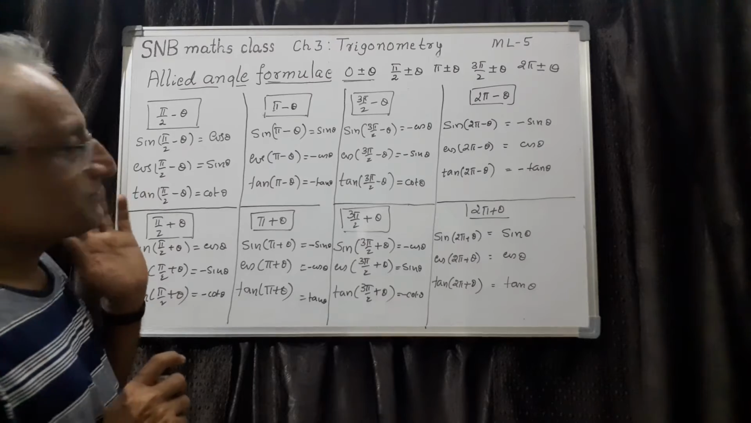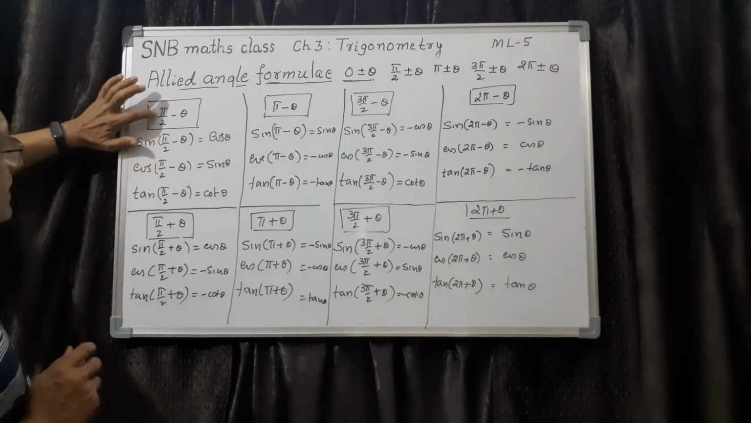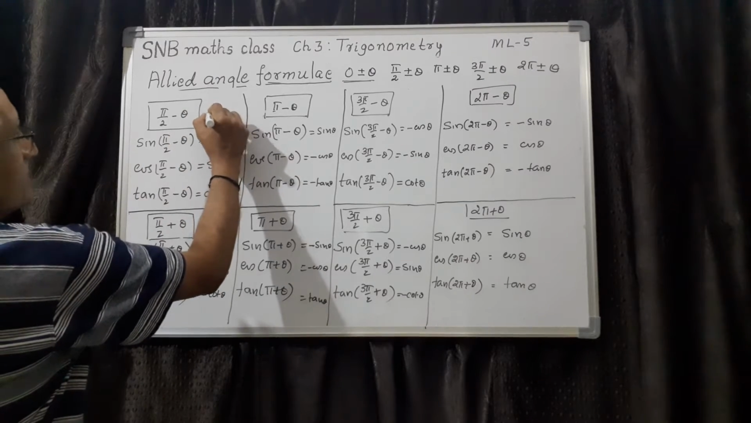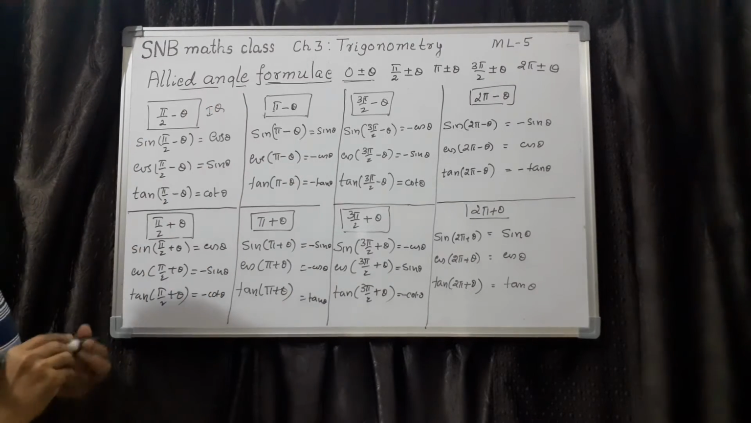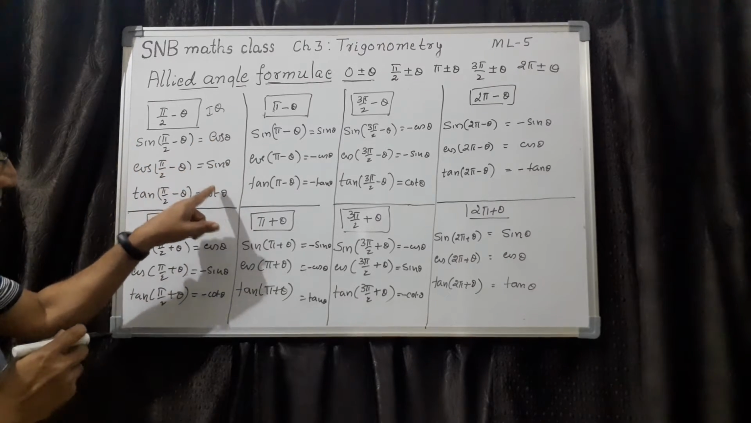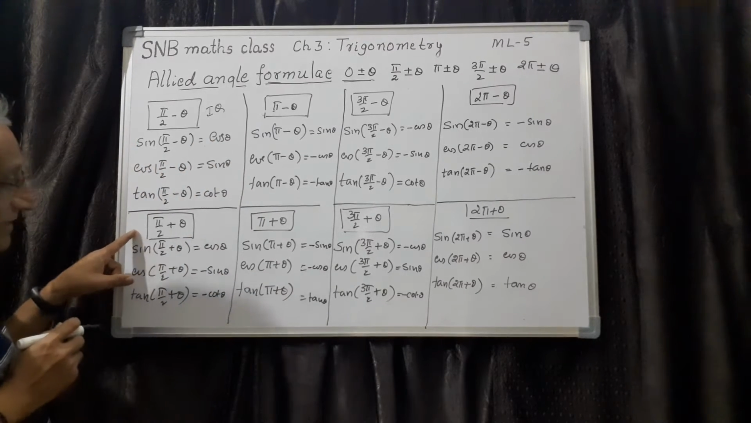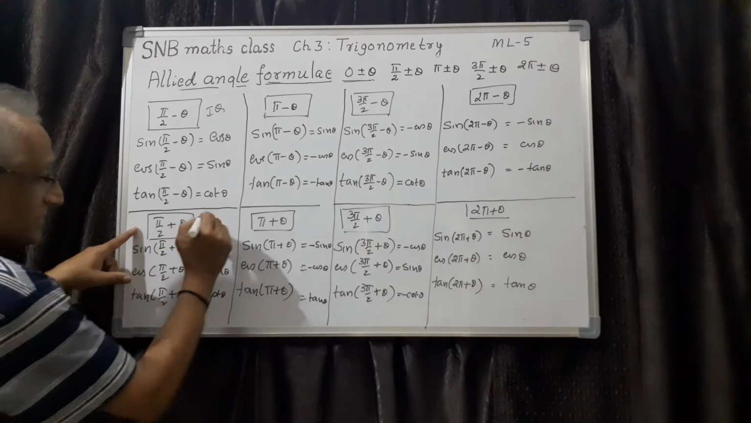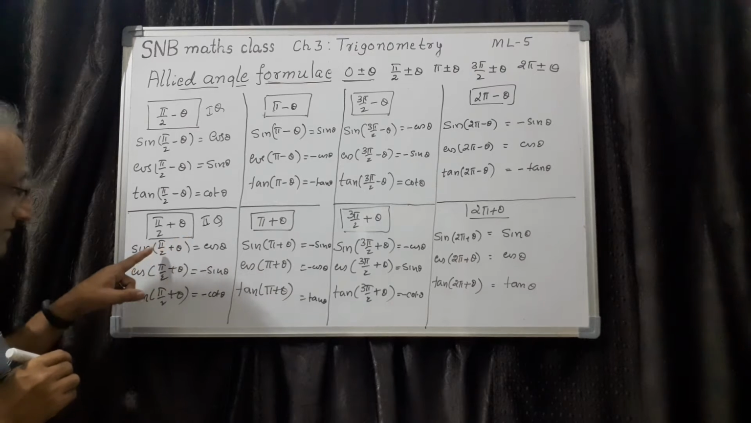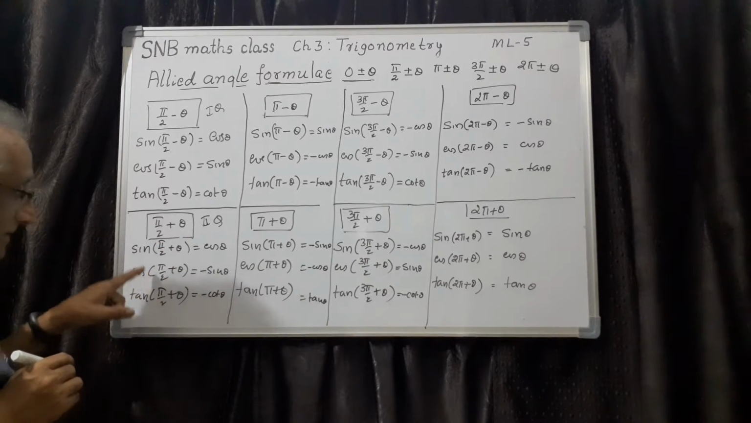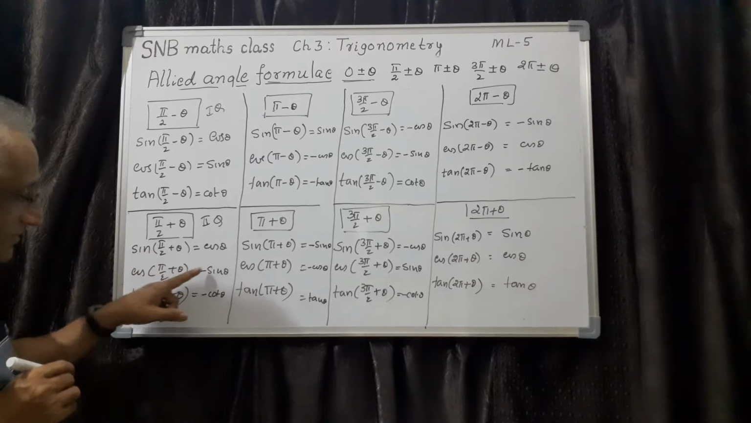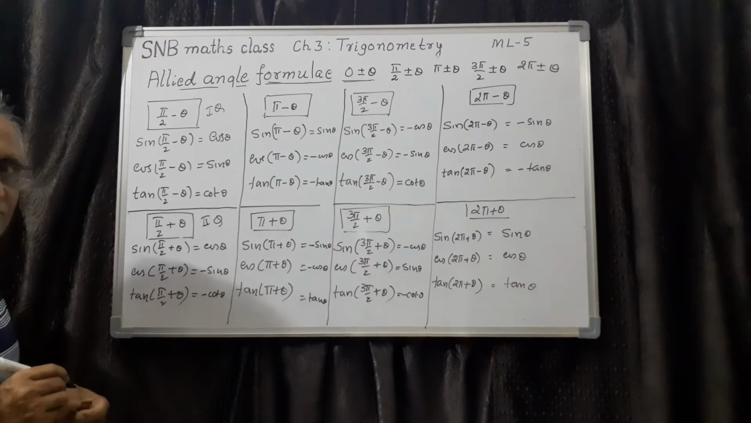Now one more difficulty is how to decide this sign. It is very simple. Here you see, pi by 2 minus theta means which quadrant? This is in the first quadrant. In the first quadrant, all the trigonometric ratios are positive. So here it is positive. What about pi by 2 plus theta? 90 plus theta means this is the second quadrant. In the second quadrant, sine only is positive, and these two are negative. So I have to put a minus sign.